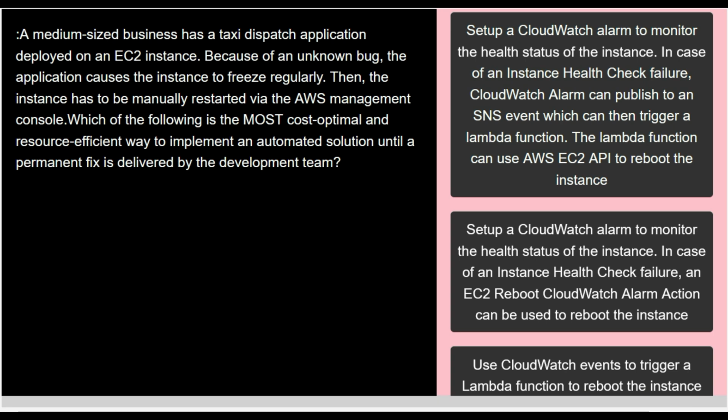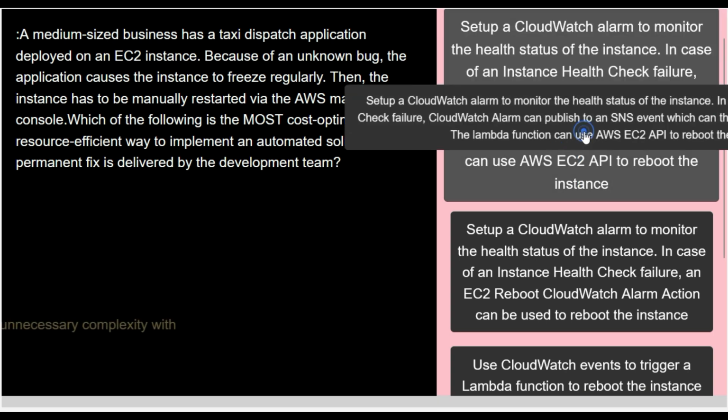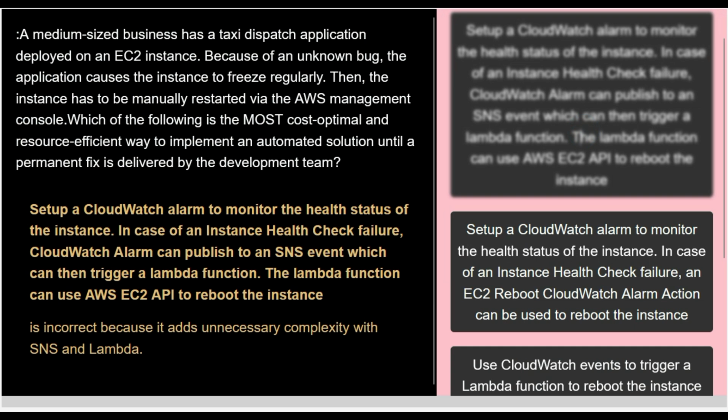Time up. Now let us analyze the answers. Option 1, set up a CloudWatch alarm to monitor the health status of the instance. In case of an instance health check failure, the CloudWatch alarm can publish to an SNS event, which can then trigger a Lambda function. The Lambda function can use the AWS EC2 API to reboot the instance. Okay, so this option is incorrect because it adds unnecessary complexity with SNS and Lambda. So option number 1 is the wrong answer.